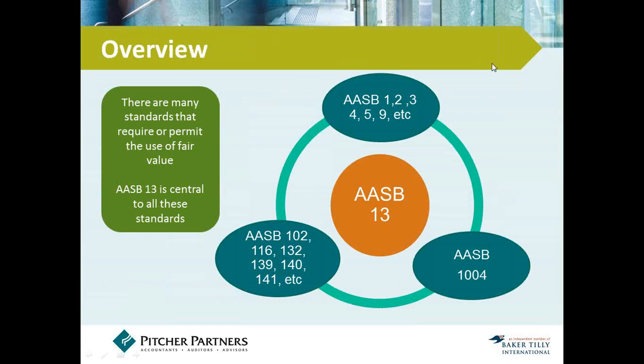So there are many standards that require or permit the use of fair value, and AASB 13 is central to all of these standards. If we look at a few examples, we could say it's required by AASB 116, 132, 139, 140, investment property, agricultural activities, etc. But on the right-hand side, I also have there in its own little block AASB 1004 contribution. So even if you are a not-for-profit and you receive a non-reciprocal transfer and you use AASB 1004, you have to measure that contribution at fair value. And AASB 13 should also be used by not-for-profits when they apply AASB 1004. So AASB 13 is really sitting in the middle of all these accounting standards developed for for-profits, not-for-profits, public sector, which require or permit the use of fair value.